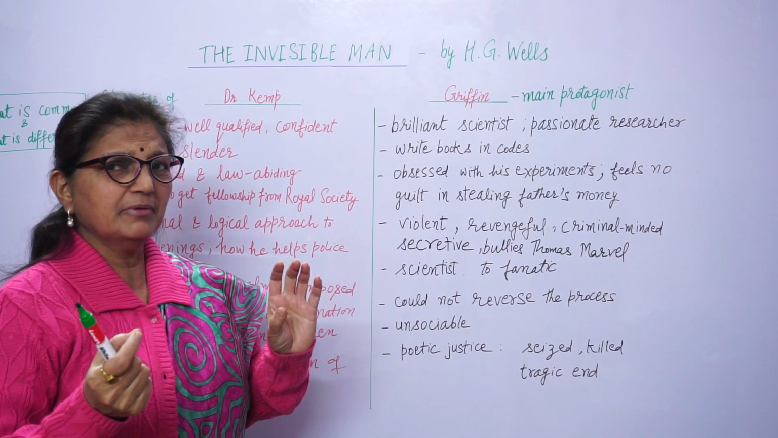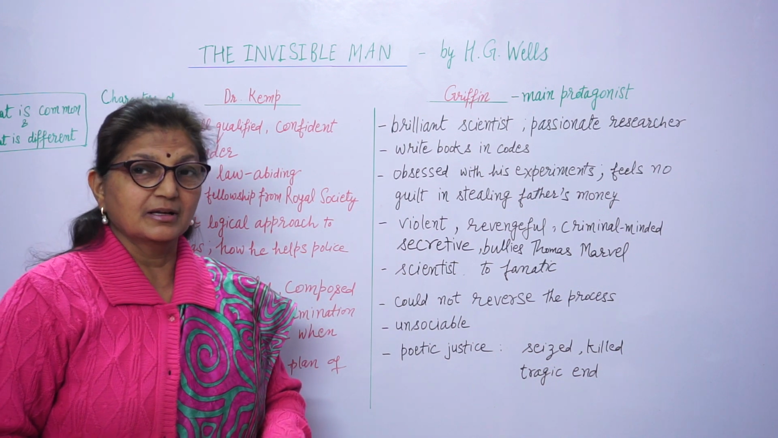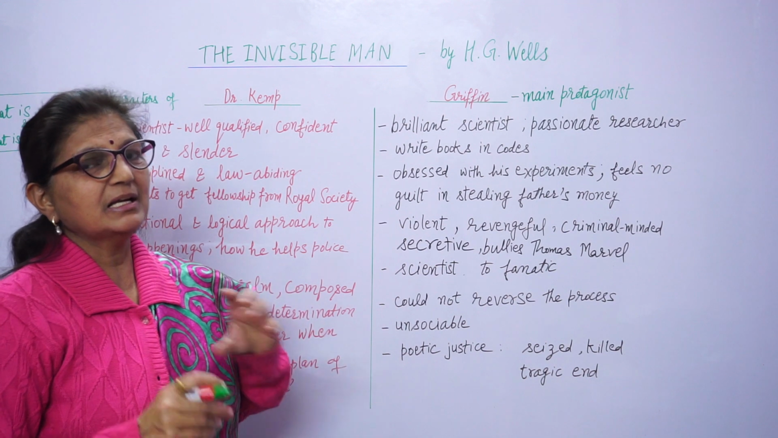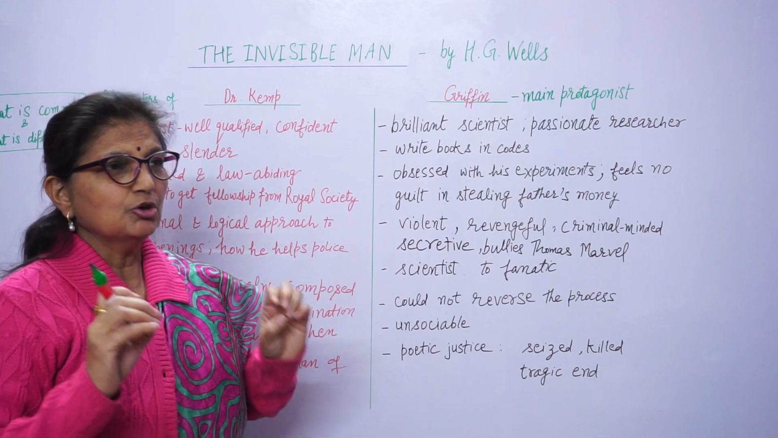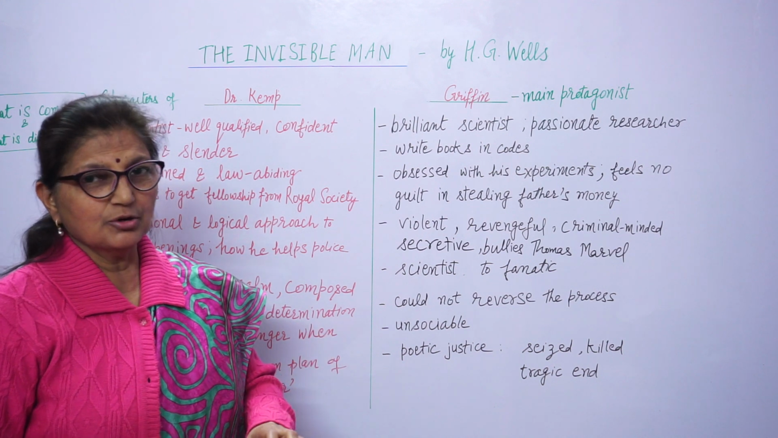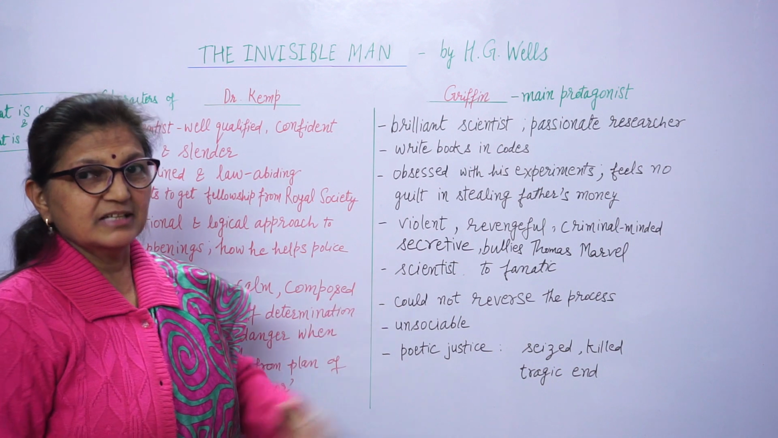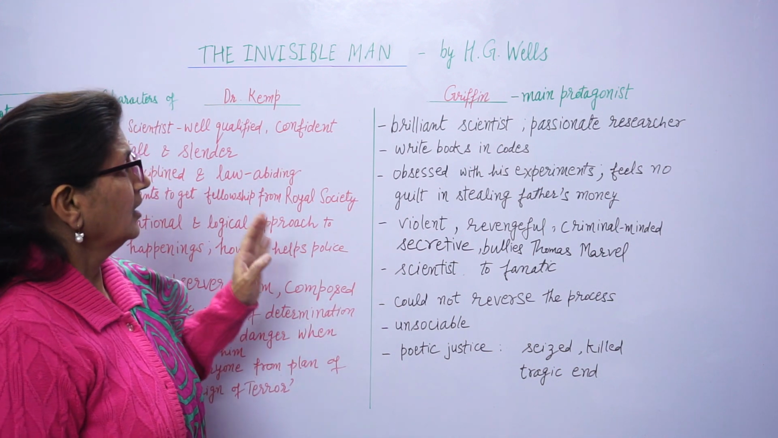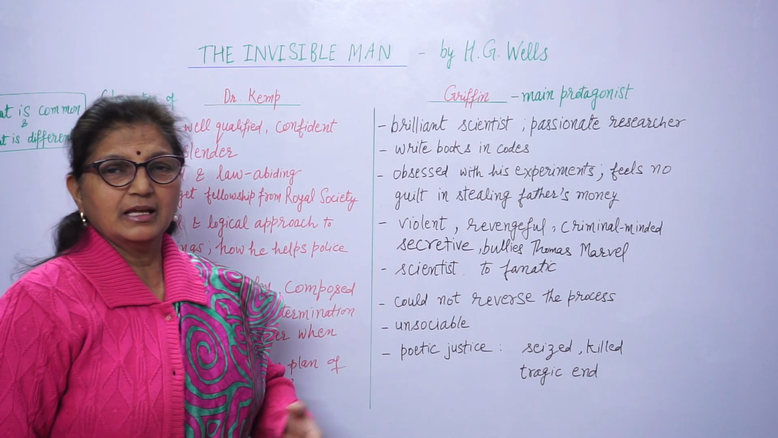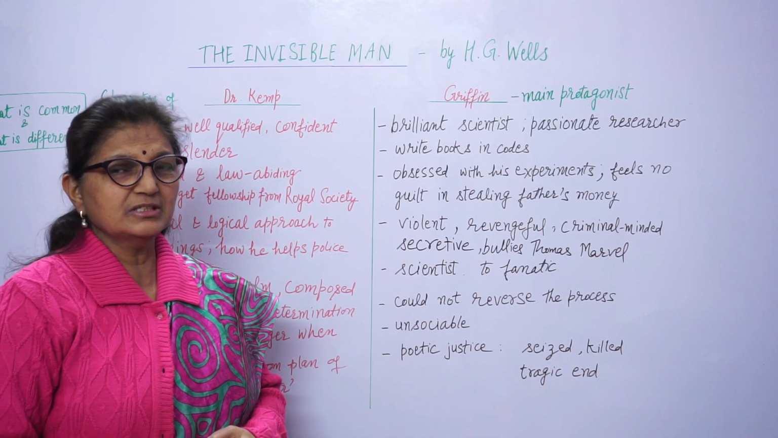a character in a simple, straightforward way, you will have to write in detail. But when you have to compare and contrast, your language should be a bit different, the opening and ending of the question. How? Let's see. You see, in the story, a strange man reached Iping village in a coach and horses.